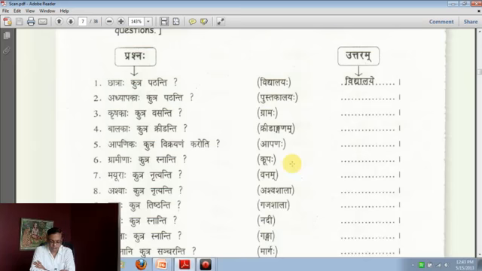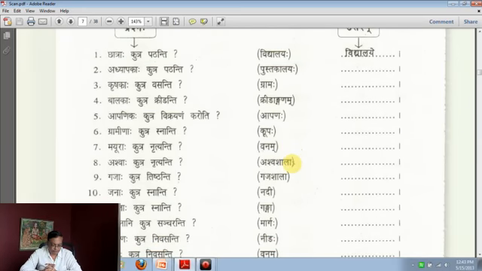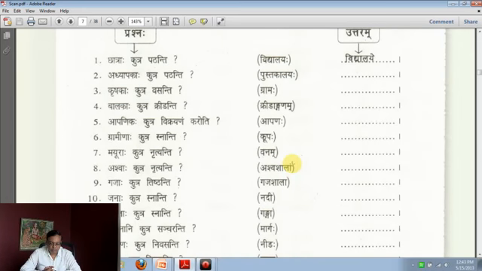Seventh. Mayuraha Kutra Nrutyanti? Where do the peacocks dance? Mayuraha Vane Nrutyanti. Peacocks dance in the forest. Eighth. Ashvaha Kutra Nrutyanti? Okay, there is a sentence we will have to do. Ashvaha Kutra Nrutyanti. Where do the horses gallop, dance? He says dance, gallop.